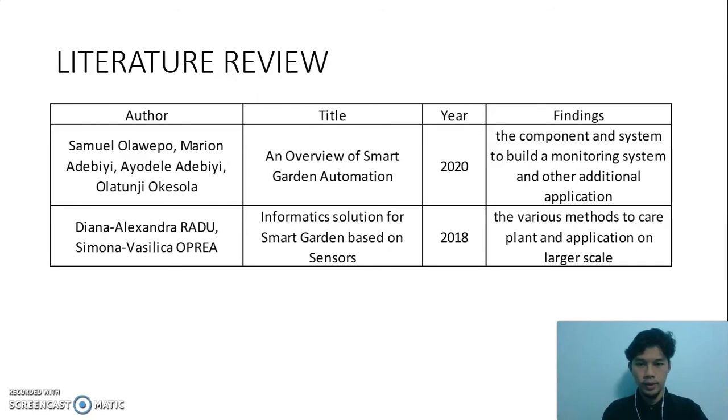So for the literature review, I found an article titled An Overview of Smart Garden Automation. This article talks about the basic component that builds a smart garden and monitoring system, and other additional feature where it can be upgraded to a bigger system with the aid of IoT. And then the second article, which is titled Informatics Solution for Smart Garden Based on Sensors.